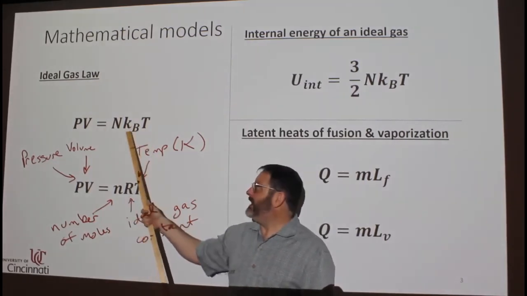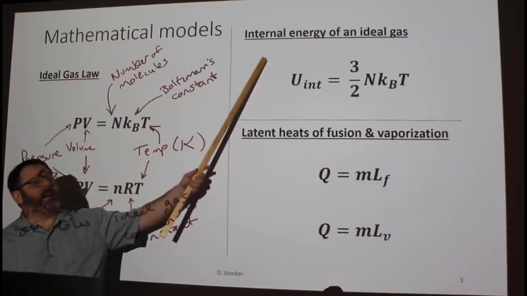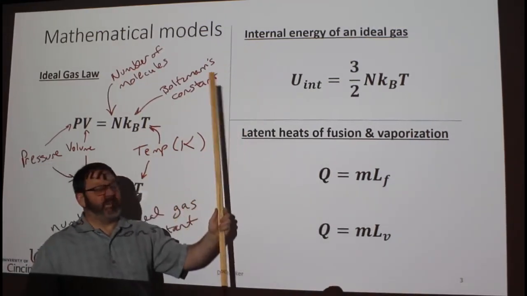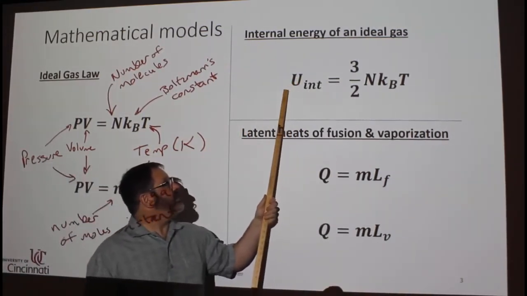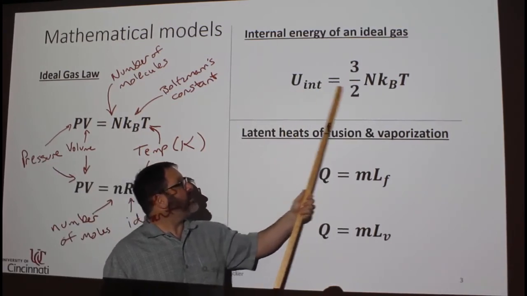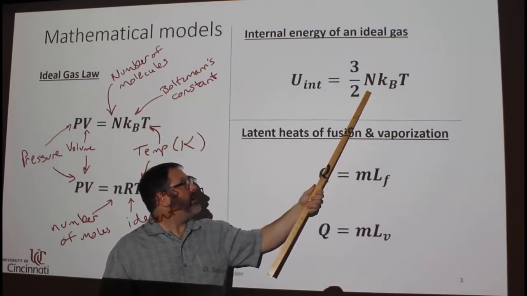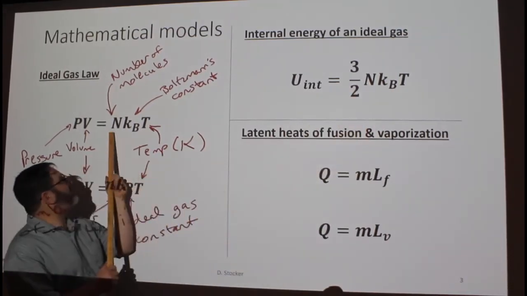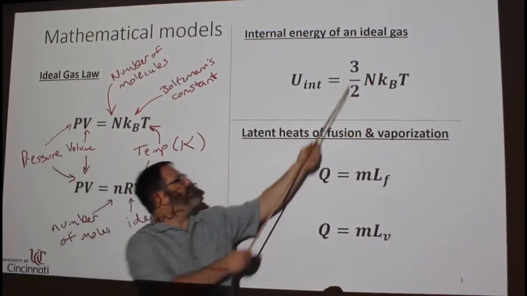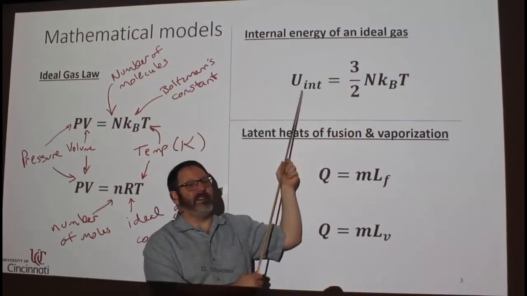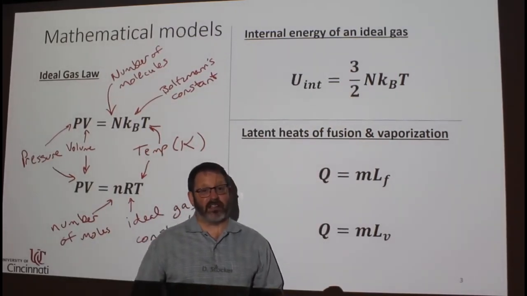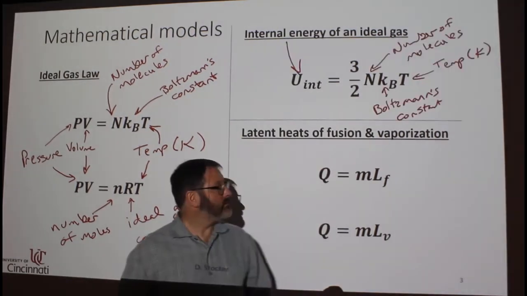It's just called NkT. Now for the internal energy of a gas, we said it's related to temperature. You can see that the internal energy is actually directly proportional to temperature, in Kelvin again. N kB T, that looks very similar to what this is. So 3/2 N kB T is just the internal energy of the gas.